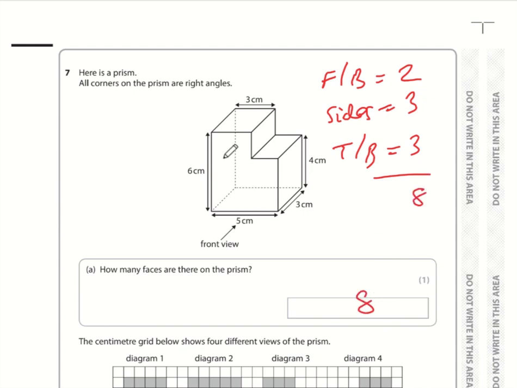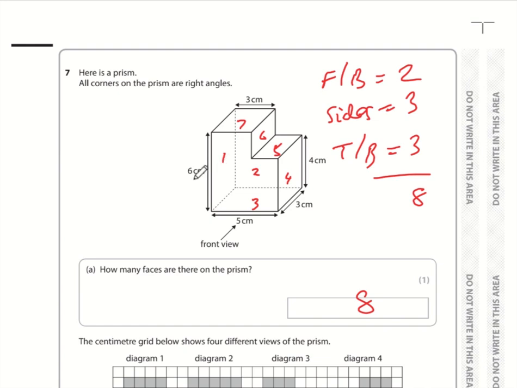Or you could just simply go, well, there's 1, 2, 3, 4. I don't know. It's getting a bit confusing. 5, 6, 7, and I've already managed to miss one. I think I missed the front one there. So yeah, it's easy to make a mistake doing it that way. So I'd probably look at it from each different perspective.